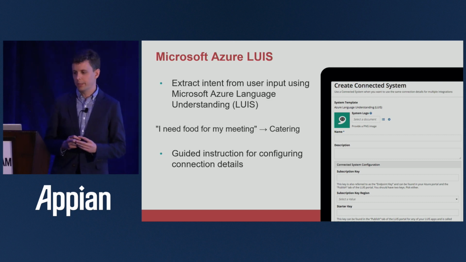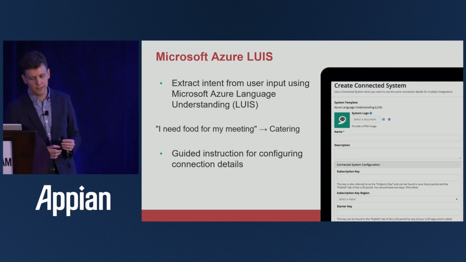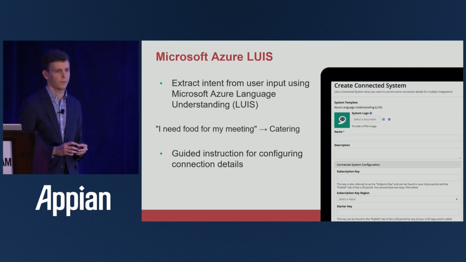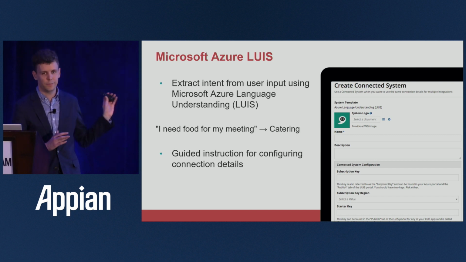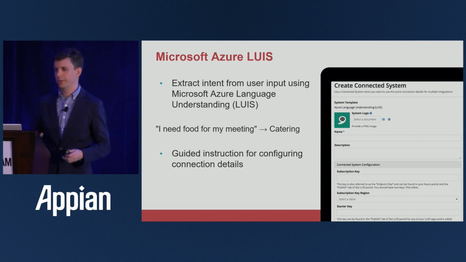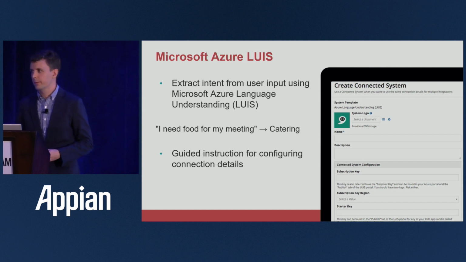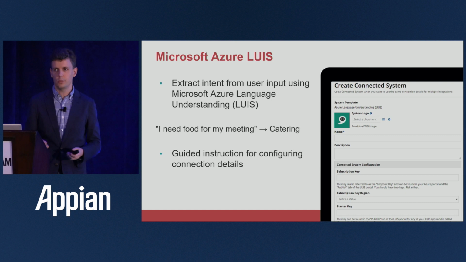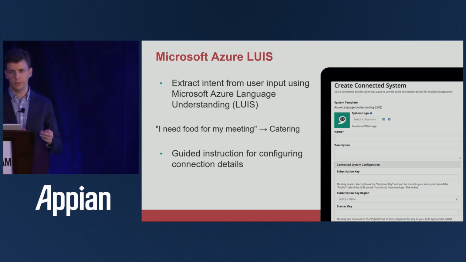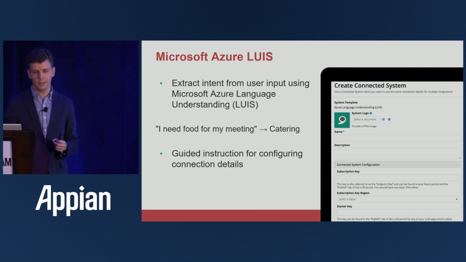Another example, Microsoft Azure, so language understanding, or LUIS. This takes phrases like, in this example, I need food for my meeting, and extracts the notion, well, that's a catering operation, right? So this is a really great way, when you have a lot of different operations and you already have some text about what the user wants, to get a pretty good guess at what that is, in order to fill that out.